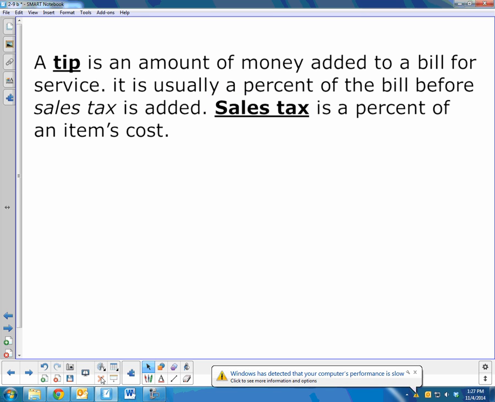Now, sales tax goes to paying for roads, buildings, school systems, busing. It goes for paying for stadiums. If you live where there's a sports stadium, it goes for paying a lot of different things. But sales tax goes towards governmental, and I can't think of the word, but municipal things in town. So sales tax and tip is what we're going to be looking at today.